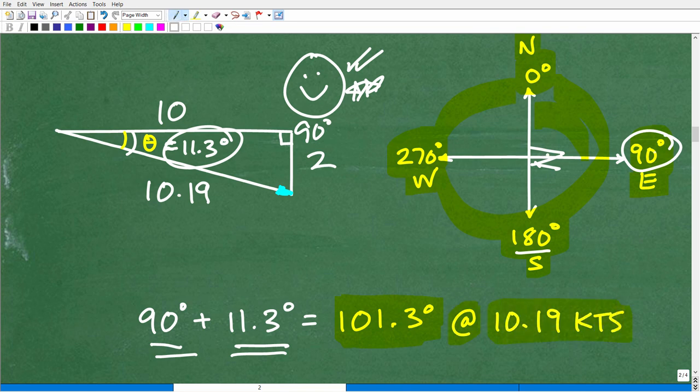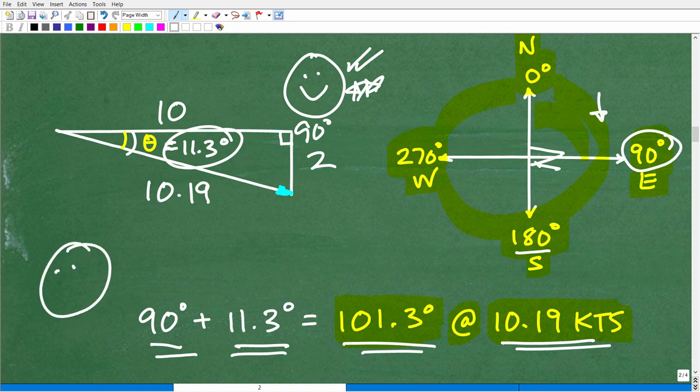So you're steering the boat 090 degrees, but we have this cross current that's affecting us, and that's really going to put us on a course of 101.3 degrees, and our actual speed will be 10.19 knots. So this is the actual answer. Now, if you got that right, then I must upgrade your happy face to include a good old 1985 Mohawk and an A+. Nice job.